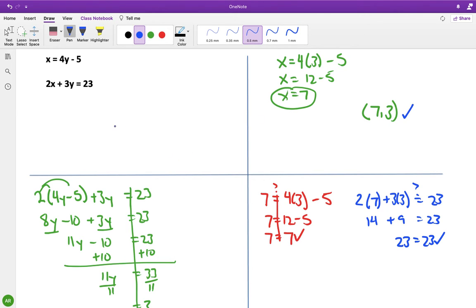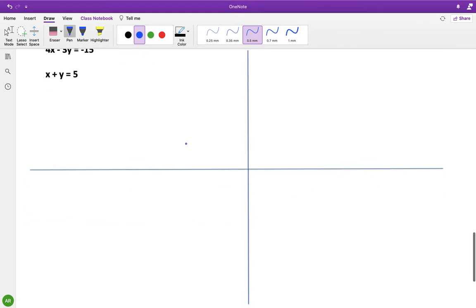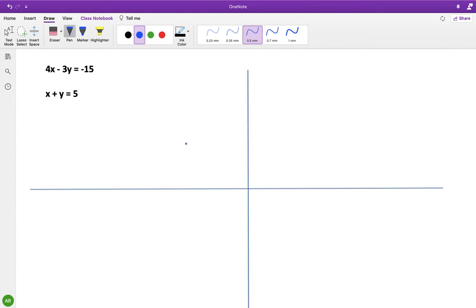So this equation, instead of the y being isolated, it was the x. But the same basic procedure. All right, last example. You'll notice this one, we do not have a single variable isolated. The x and y are on the same side. Now, in this scenario, remember, you only have to convert one of them. So I would recommend you convert the one that takes the least amount of work.